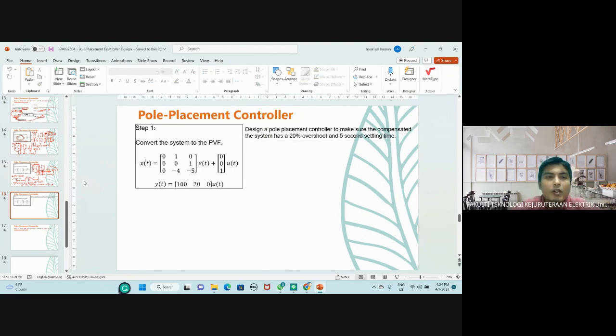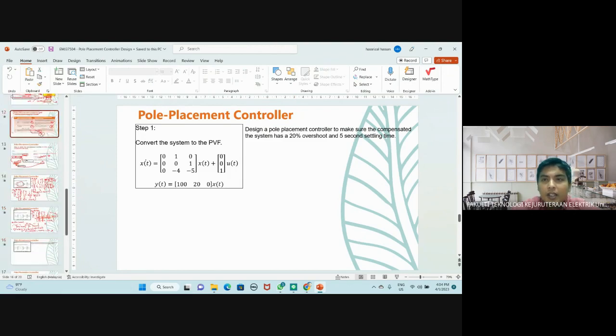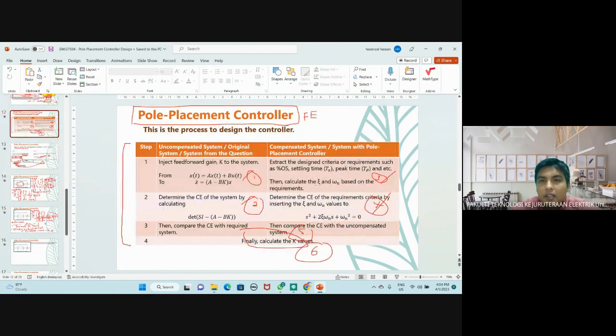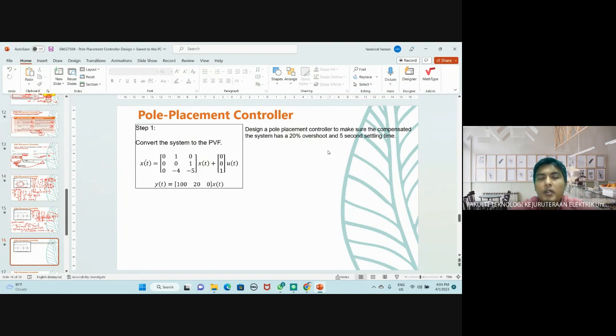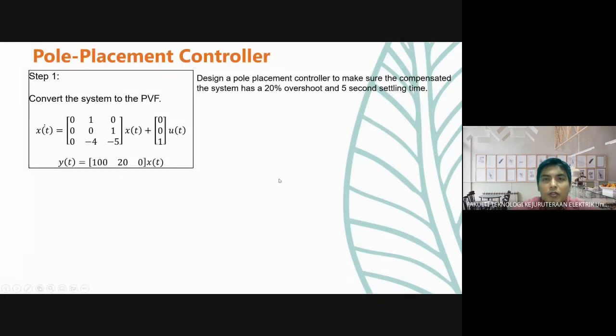Okay, so your task is you need to calculate the zeta and omega n, the damping ratio and the damping frequency. So based on this information, you can calculate the damping ratio and damping frequency. So what is the formula that you need to use? If you still remember during control one, there is this formula to calculate the damping ratio, you need to use this formula.